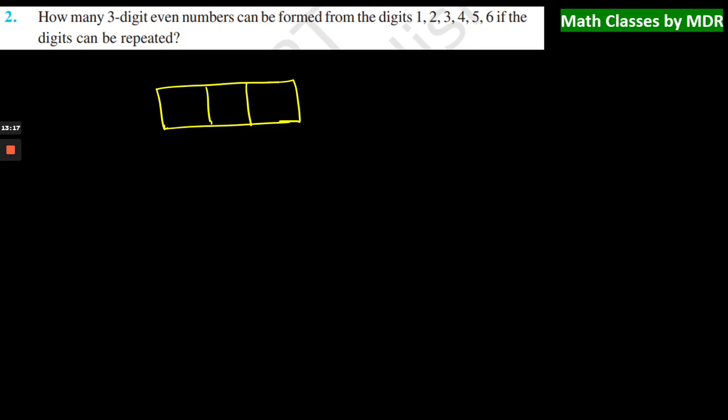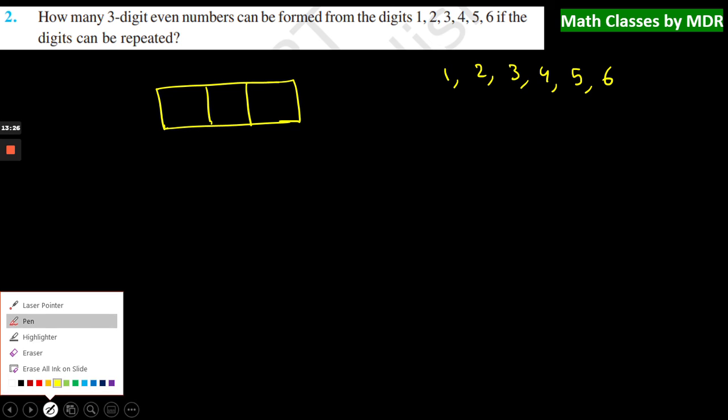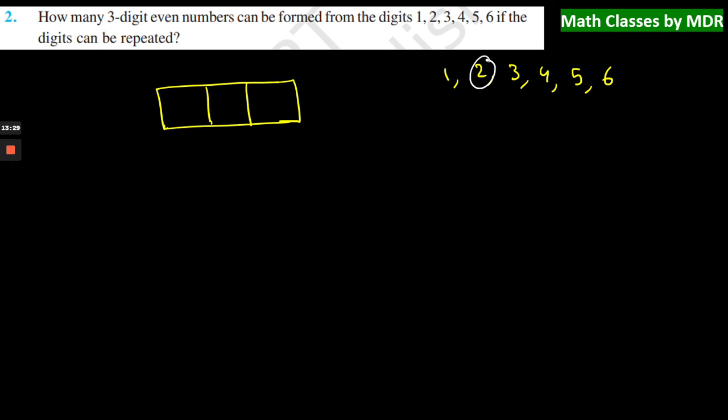So what is the condition for an even number? In the units place, we should have an even number. How many even numbers are available? Let's see, 1, 2, 3, 4, 5, 6. So 2 is an even number, 4 is an even number, 6 is an even number. So the condition is that we should have an even number in the units place to form a 3-digit even number. That is the condition, right? That means this units place should be filled by even numbers only.